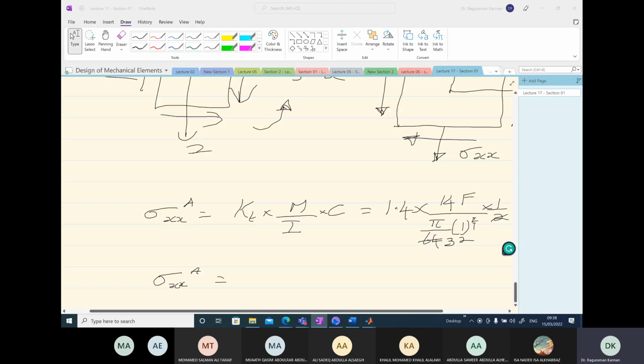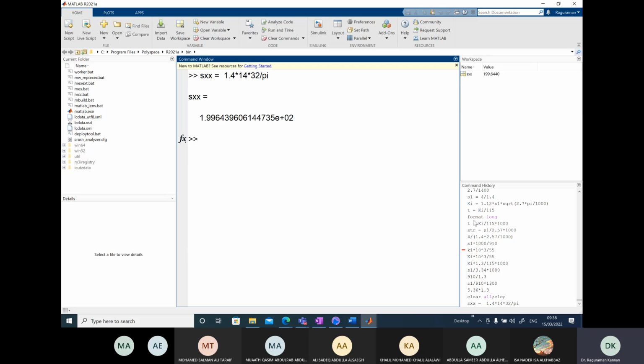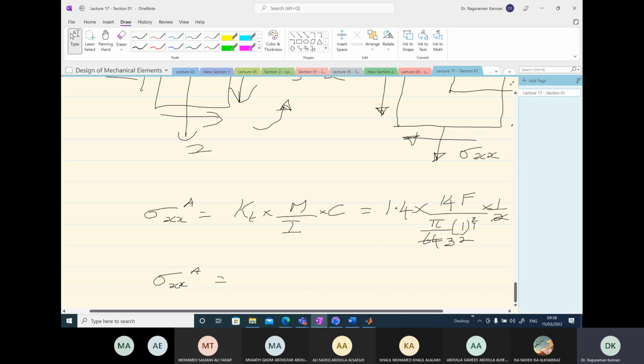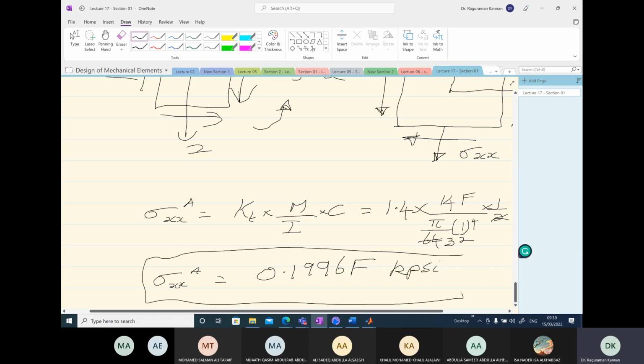The units are right, yes. We want the result in kpsi, so we have to divide by 1000, and we are going to get 0.1996 F in kpsi. Remember, F also has to be in pound force, kpsi, kilopounds per square inch.